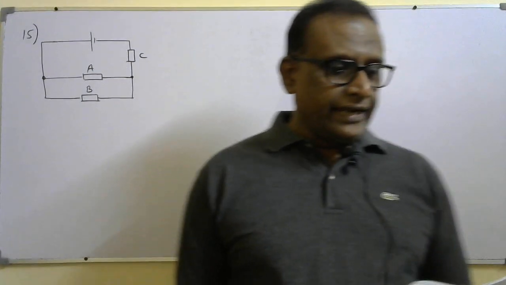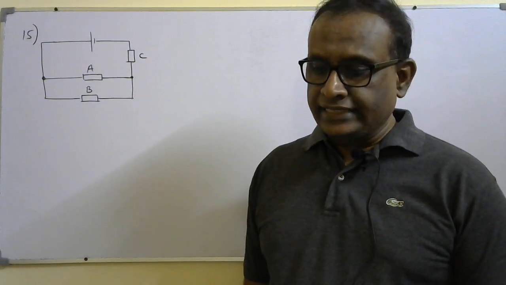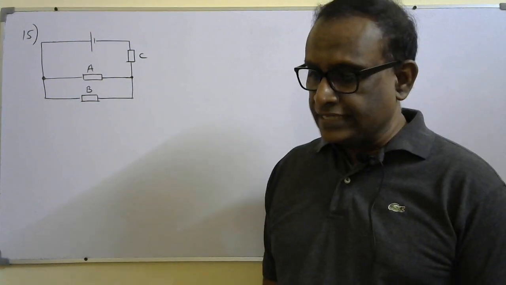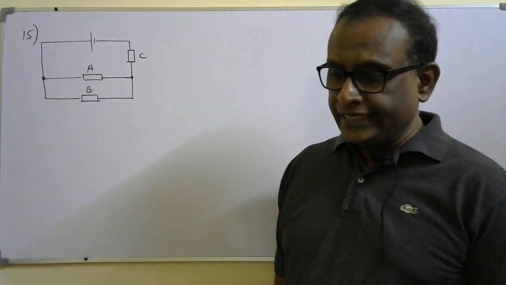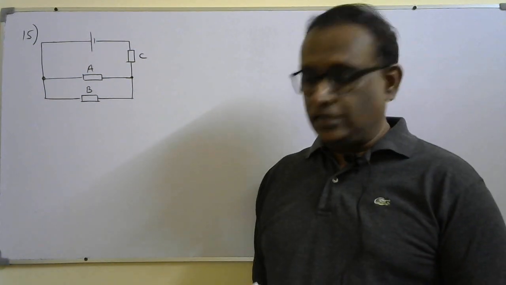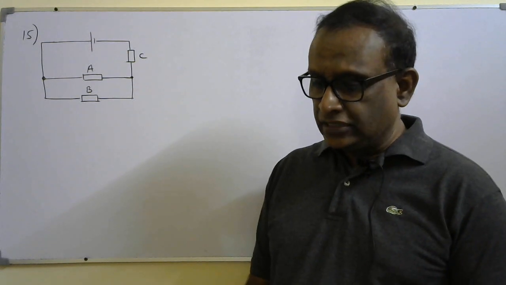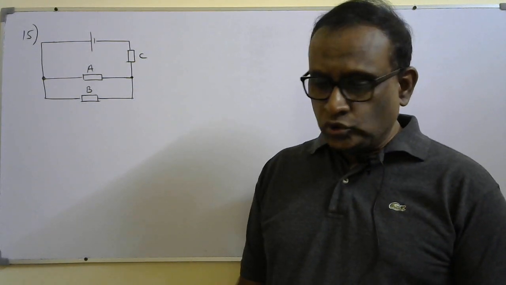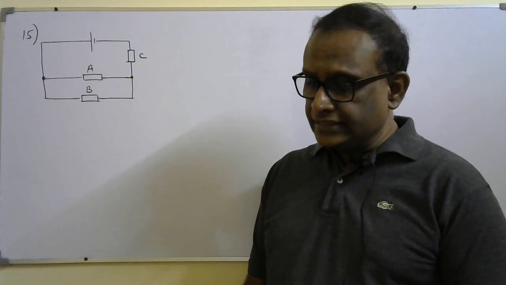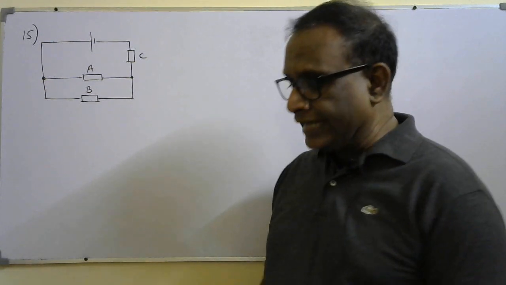Okay, question number 15. This circuit diagram is given. The diagram shows a circuit containing three identical resistors A, B and C. The cell has negligible internal resistance. Explain, the A part is an explaining question for 6 marks. Explain how measurements of current and potential difference could be used to demonstrate that charge and energy are both conserved in this circuit. Your answer should refer to resistors A, B and C.